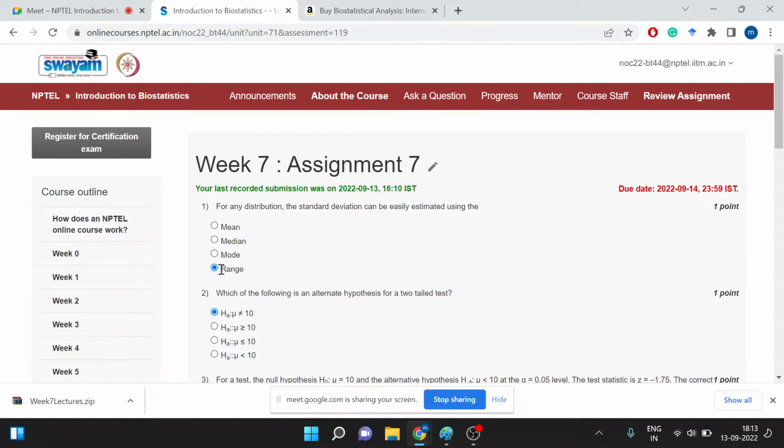Range is one thing that tells you that. It tells you the lower and the upper limit of the data. Okay, so it tells you what the maximum value of the given data is and what the minimum value is. So that tells you how the data is spread to some extent.